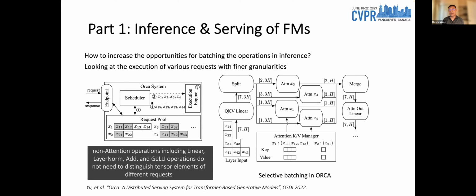After we get the attention, the next step in the network is just a fully connected network. It doesn't have the cache and doesn't have the sequence length; it's just a simple mathematical operation. So there we can put things together. We split, and then we merge, and after we merge, it can be batched together. For different parts, we handle things in different ways. That's called selective batching in the Orca system.